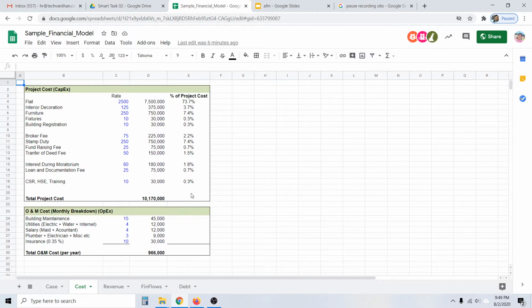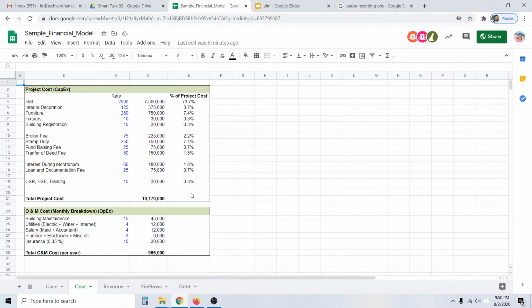So here you can see the capex and opex are mentioned. The rate of the capex is given, and the capex is broken down, right? Flat, interior decoration, furniture, fixtures, building, broker fees, stamp duty, and all these things.